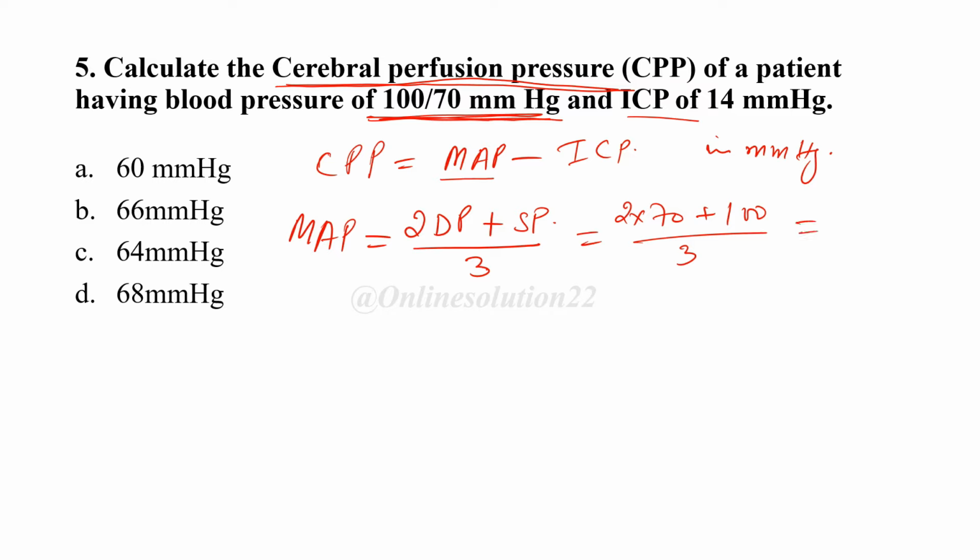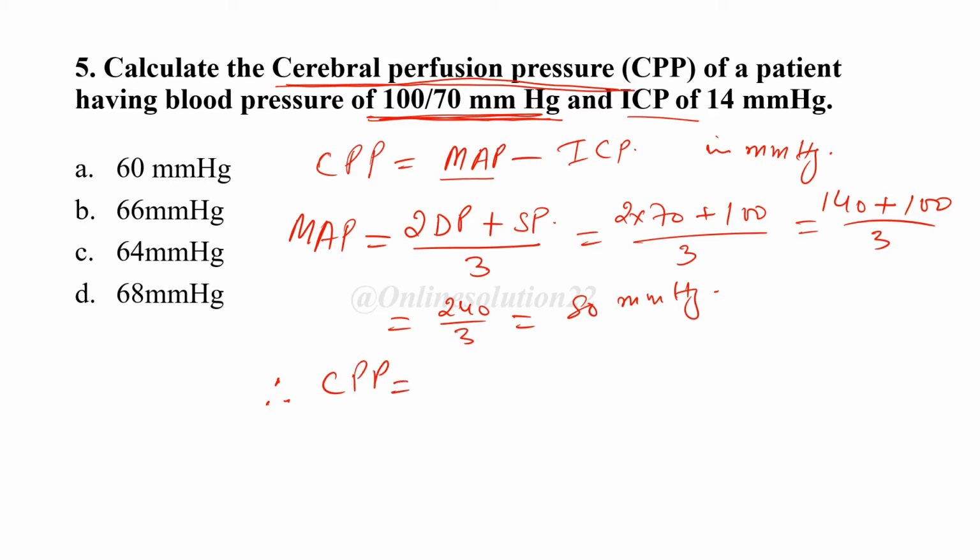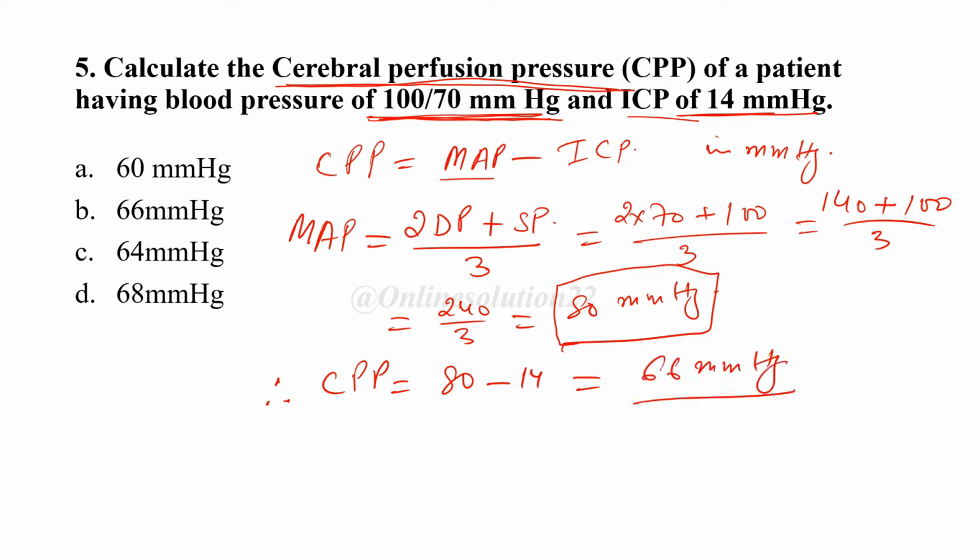So 2 into 70 we get 140 plus 100 divided by 3. So 140 plus 100 we get 240 divided by 3, we get 80 mmHg, or millimeter of mercury. So therefore the CPP is equal to MAP, the mean arterial pressure, 80, minus the intracranial pressure, which is given as 40. 80 minus 40, we get 40 millimeter of mercury. So the correct option here, option B, 66 millimeter of mercury.